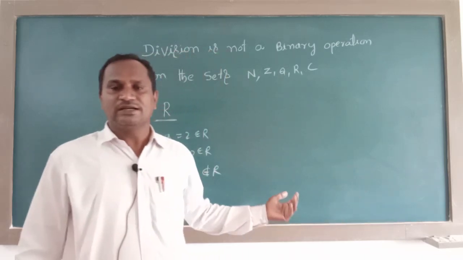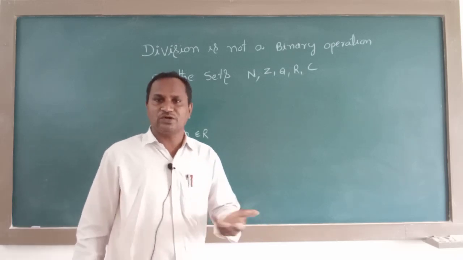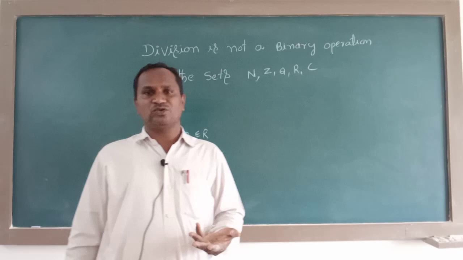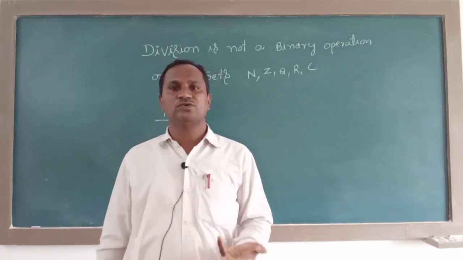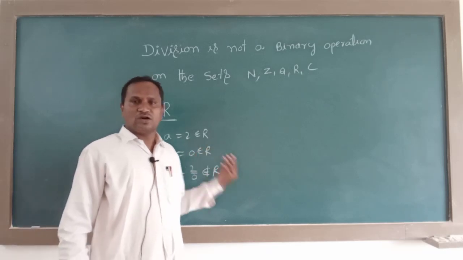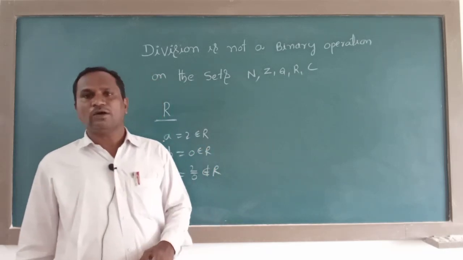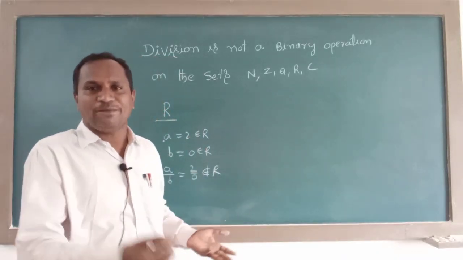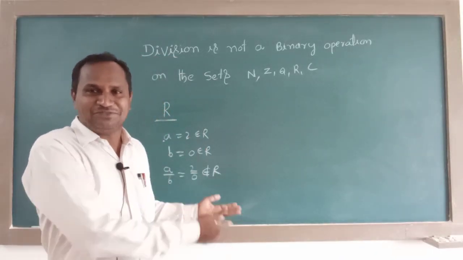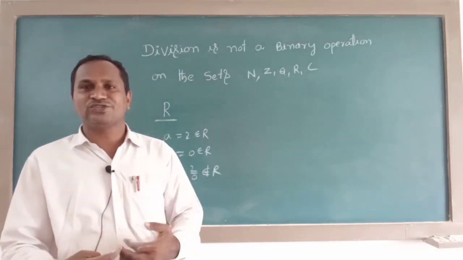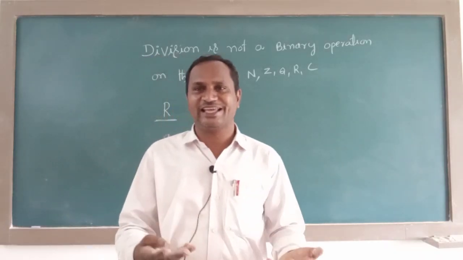But we are discussing division. That's what we are taking here. According to that, you can take a belongs to capital R and b equal to 0 belongs to capital R. In that case, 2 star 0 is equal to 2 by 0. But 2 by 0 is an infinite term and does not belong to capital R. One example is enough. That's why I have taken the example 2 by 0. Similarly you can take 3 by 0, 4 by 0, 5 by 0 also.